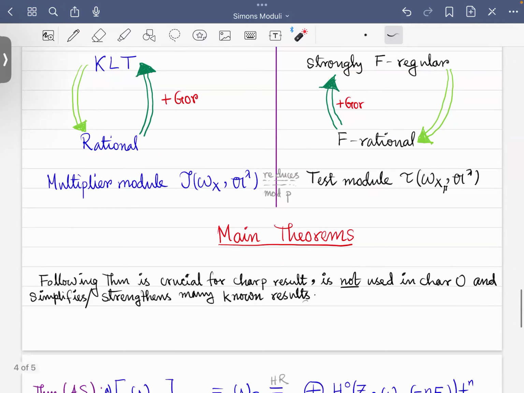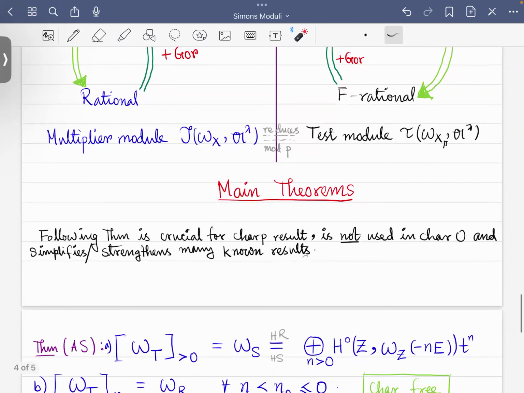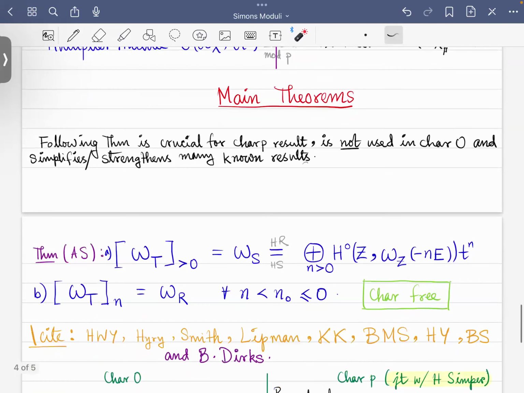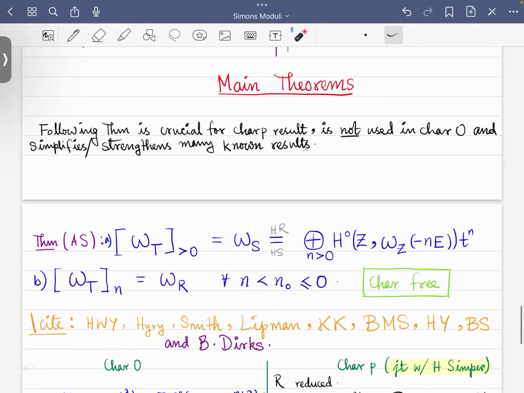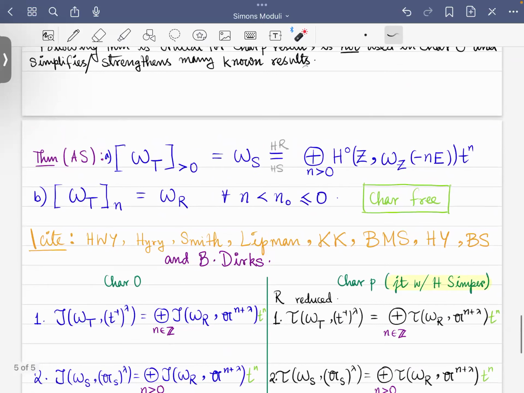Now I am ready to mention my main theorems. The main theorems have several parts. First, I want to mention a technical result. This technical step was one of the main key steps in our positive characteristic proof.